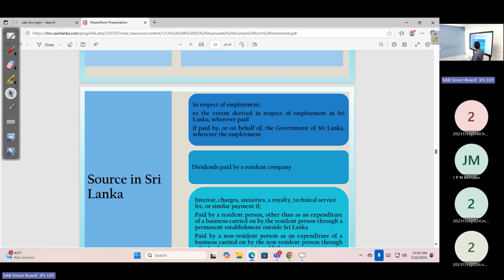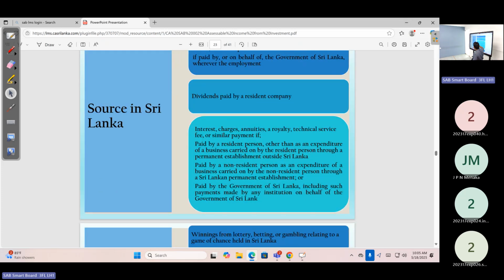Second thing is paid by or on behalf of the government. So where is the employment? Okay. So dividend paid by a resident is a source in Sri Lanka. I discussed interest, charges, annuities, royalty, technical service payments paid by a resident person. The payment made by a resident person shall be considered as a source in Sri Lanka, other than as an expenditure of a business carried out by a resident person outside Sri Lanka.